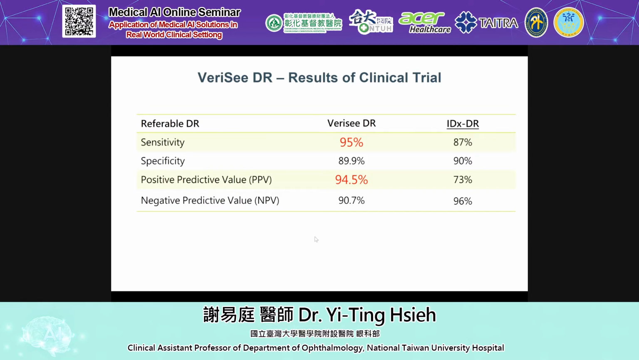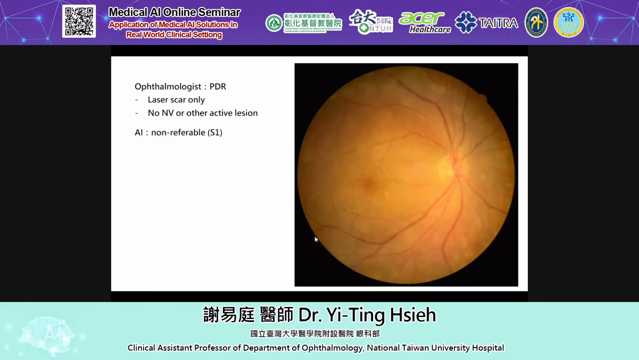So we got the approval from the FDA in Taiwan for diagnosing DR. Even though the sensitivity is very good, 95%, even better than IDx-DR, we are still curious: what about the other 5% of patients? It might be dangerous if a patient with the most severe form, PDR, is not diagnosed and not referred. So we want to see what kind of patients VeriSee DR cannot diagnose. We look at all the patients with false negative results who were diagnosed as PDR by the ophthalmologist.